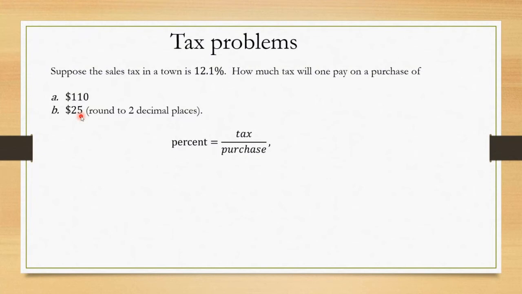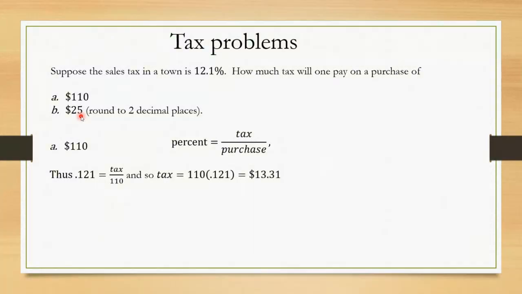So for instance, the $110. If you want to say, okay, how much tax would it be if you purchase something that's $110? Well, again, percent as a decimal, 0.121, that would be our tax. And we're dividing by $110, as you can see.